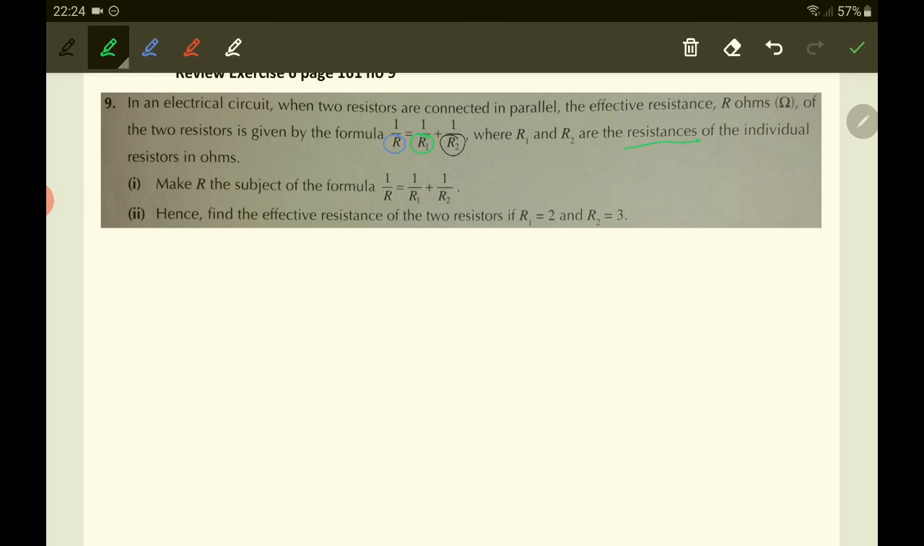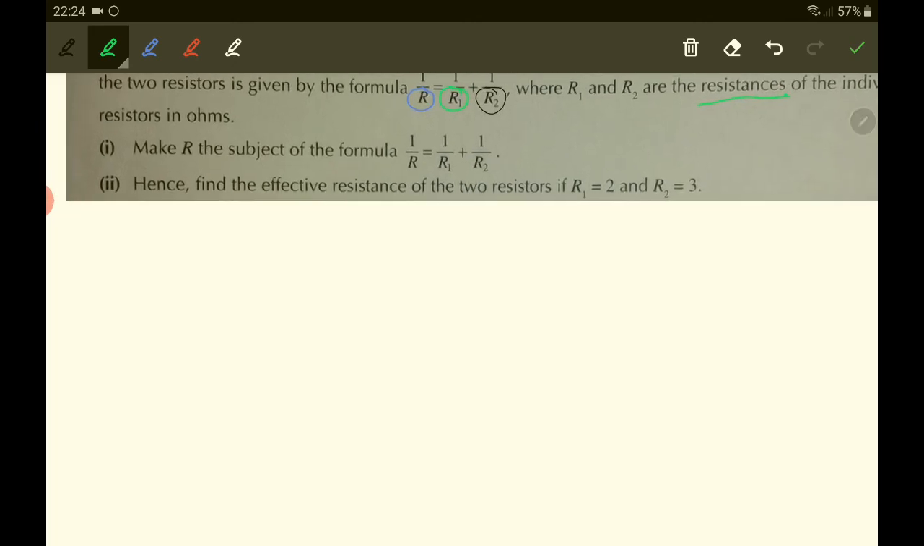Okay, so what we have to do with this equation, the first question, make R the subject of formula. So we are going to make this R the subject of formula. Okay, I want to rewrite the equation. 1 over R is equal to 1 over R1 plus 1 over R2. We want to make R alone, or the subject of formula.